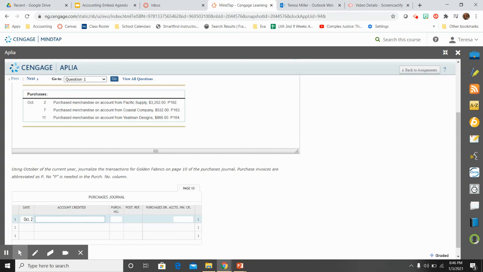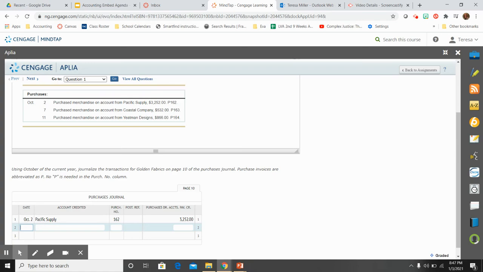So we have our date. Our vendor is Pacific Supply. Our purchase invoice is 162. And the amount is $3,252. Okay. This is going to be for a purchases debit and an accounts payable credit.